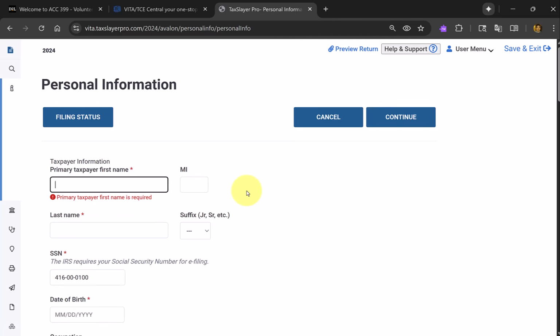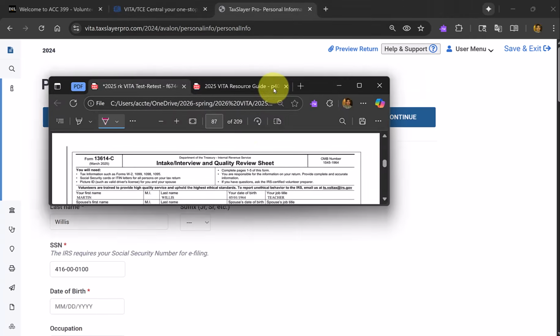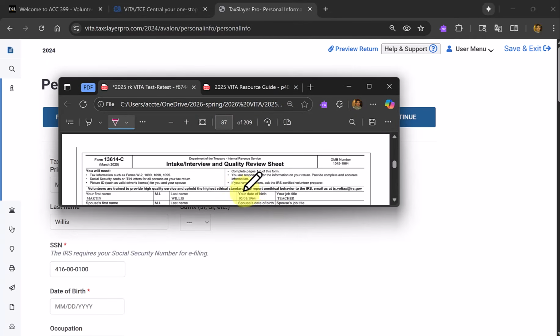Some people like to keep the caps lock on, but I get confused when I leave it on, so I'll leave it off. So Martin, and the best way to move to the next field is to tab, tab. And Willis is the last name. Here's the Social Security number I've already entered. And birth date, that should be possibly on the taxpayer's photo ID, the driver's license. Oh, I see it right on the intake sheet. Again, let me just show it to you right here. Yeah, here it is.